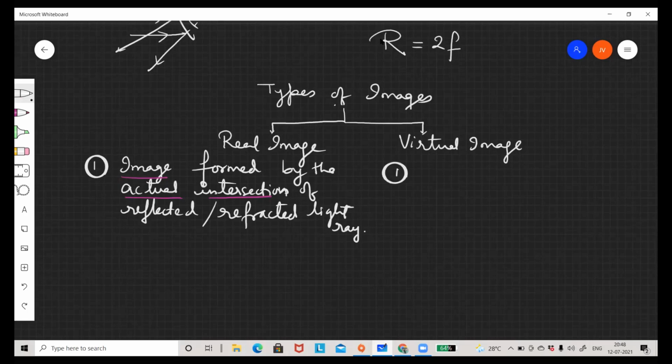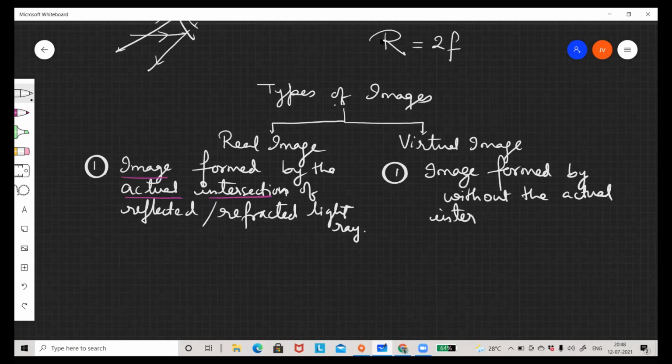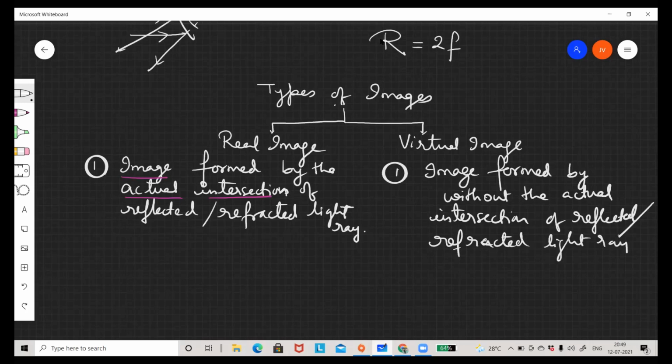Then what is a virtual image? A virtual image is the image formed without the actual intersection of reflected or refracted light rays. Refracted means when we come to lenses, then this definition holds more. So this is the basic definition.